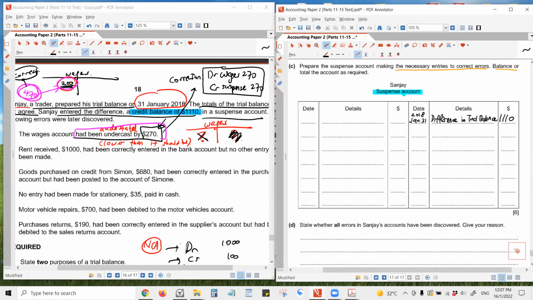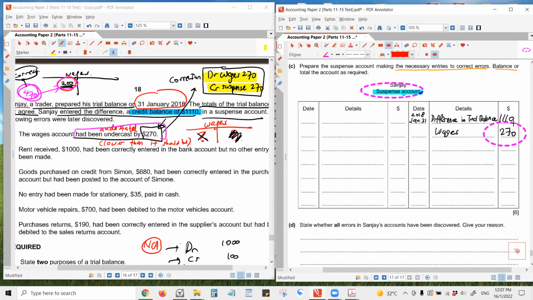Okay, so for the first one, correction, here you go. Debit wages 270, credit suspense 270. So go to the suspense account, credit side, write 270. Details, write wages. Again, this is crediting suspense, yeah.